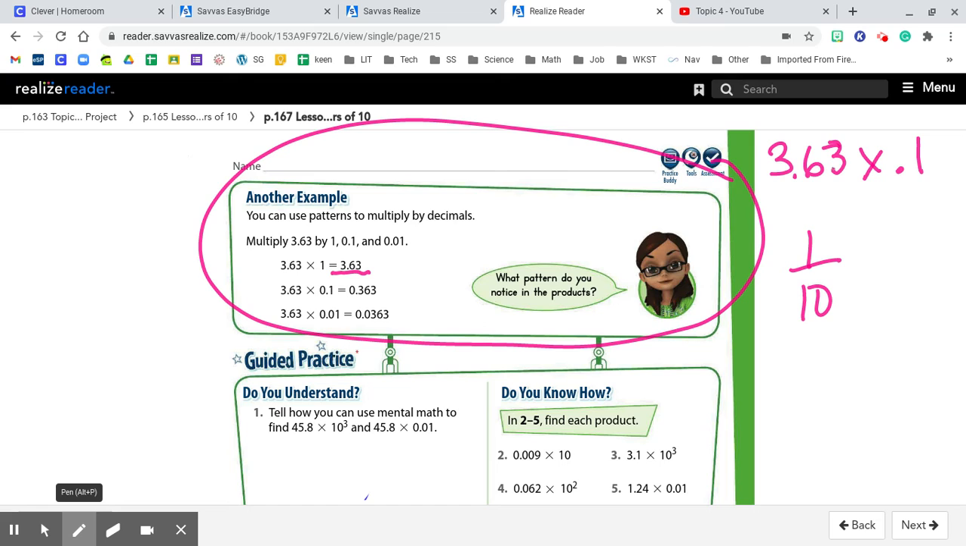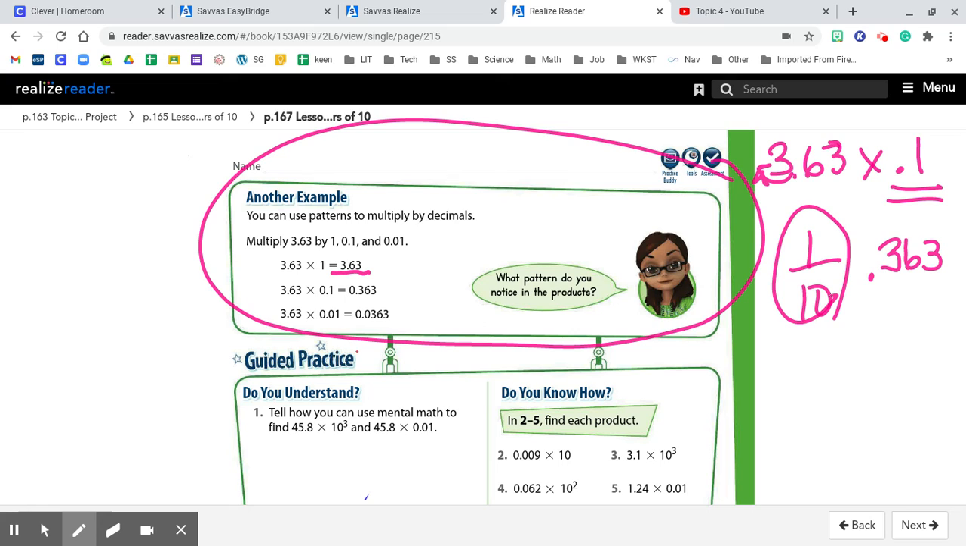So I'm multiplying it by something that's less than a whole. In this case, I'm multiplying it by something less than 10. It's 1/10. So my decimal in this case is actually going in the other direction. So I wind up with 0.363. Because this is less than 1, it's 1/10. And remember, we have a base 10 math system. So 1/10 is going to be moving left one spot. I know that's a little confusing.